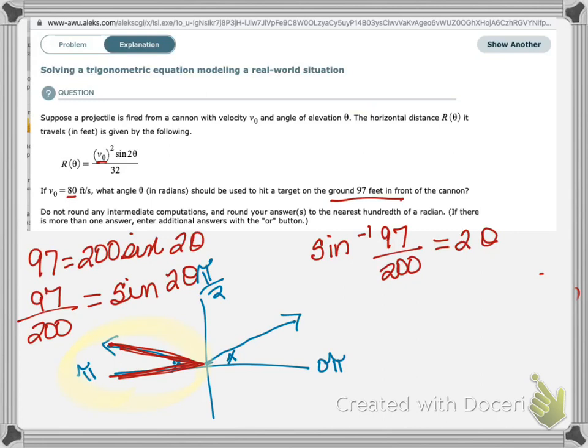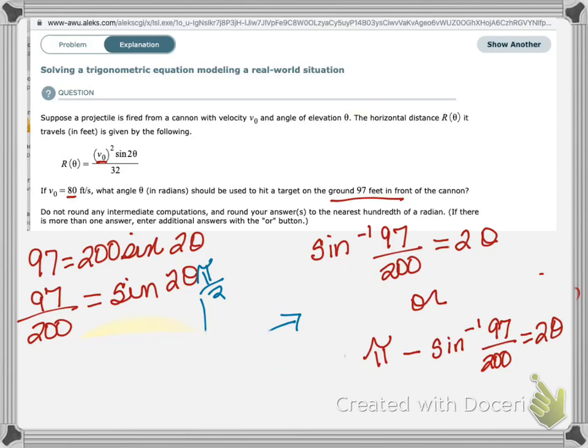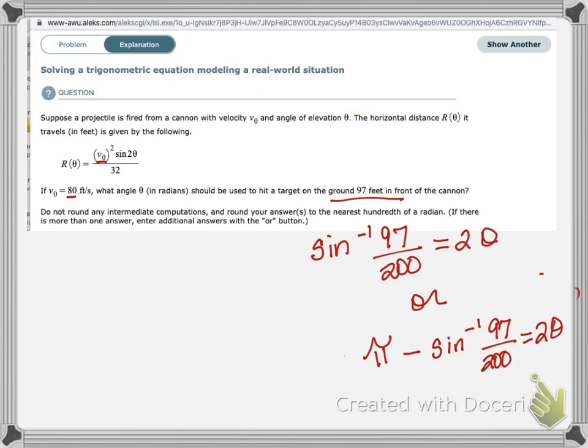So my second one is going to be pi minus sine inverse of 97 over 200 equals 2 theta. So I can have either one of these. Either one of these can be my answer. So at this point, I'm going to solve this now.